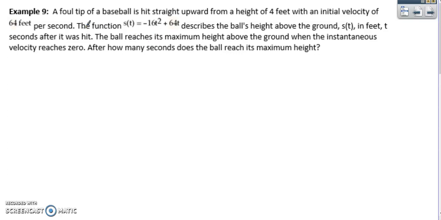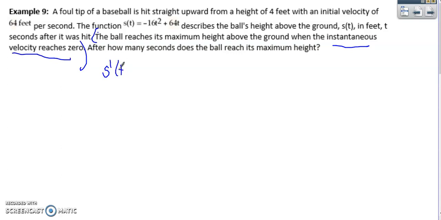So we needed to, I'm not going to try to underline because you know I struggle with that. So putting in quotes there, instantaneous, I'm going to do it. I know I said I wasn't going to. Instantaneous velocity is 0. After how many seconds does the ball reach its maximum height? So let's do that derivative.